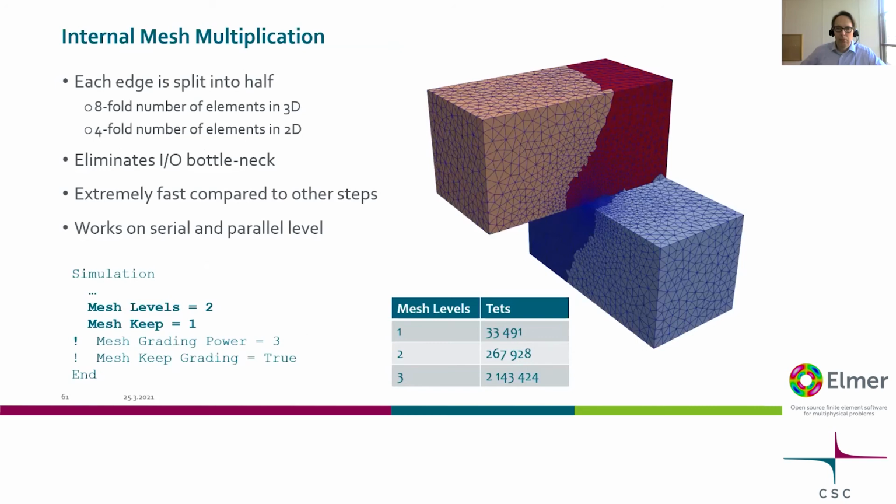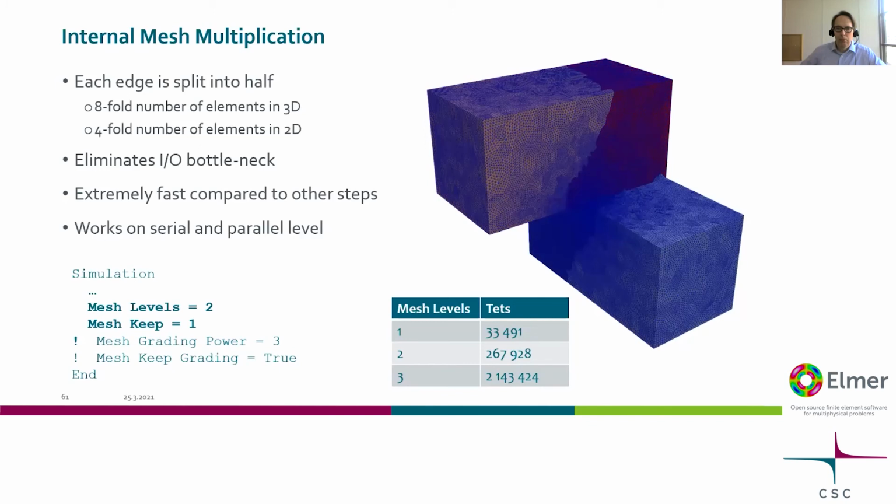So here is an example. Here, in the simulation section, I just choose the mesh levels. Mesh levels 1 means that it's the original density. Mesh levels 2 would make one split of each edge, and mesh levels 3 would do it 2 times recursively. So for instance, if I here started with 33,000 tetrahedrons, then mesh levels 2 gives me 270,000 tetrahedrons, and mesh level 3 gives me 2 million tetrahedrons.